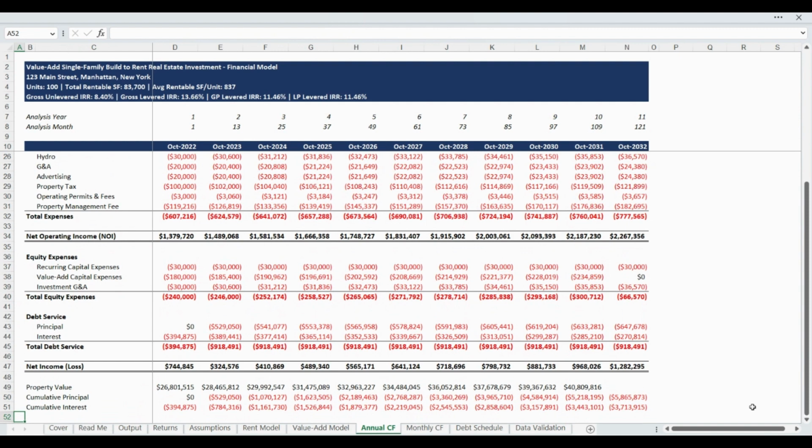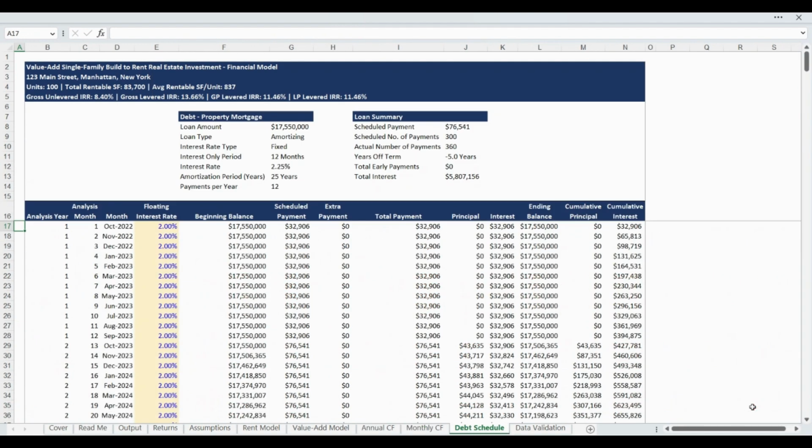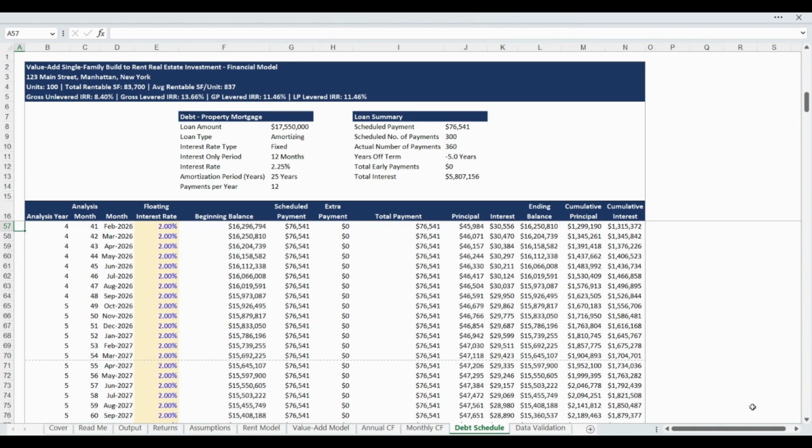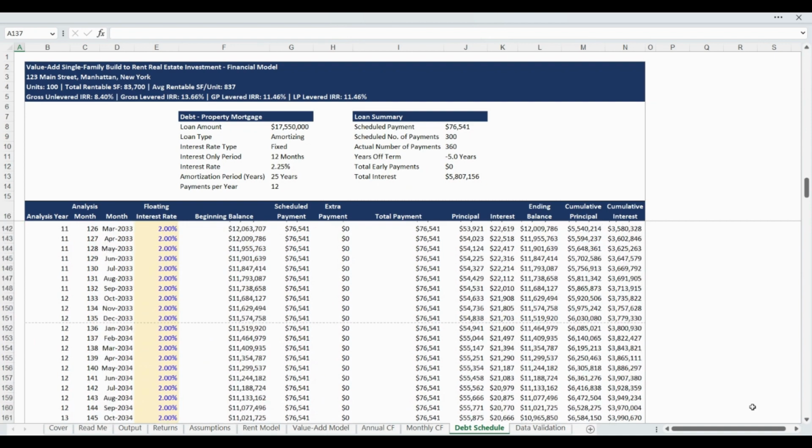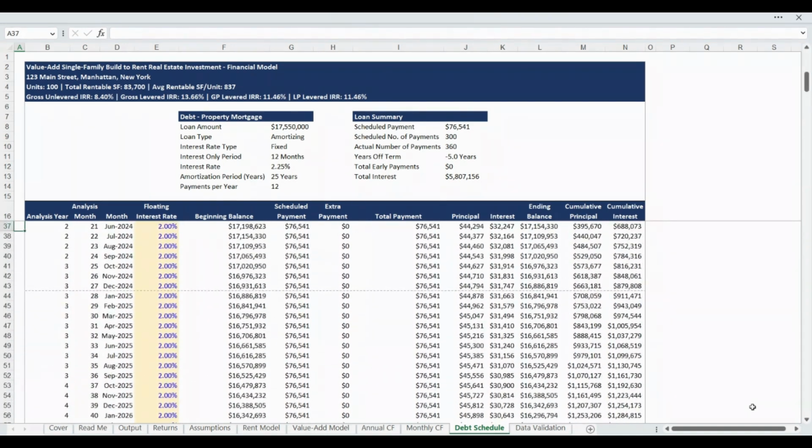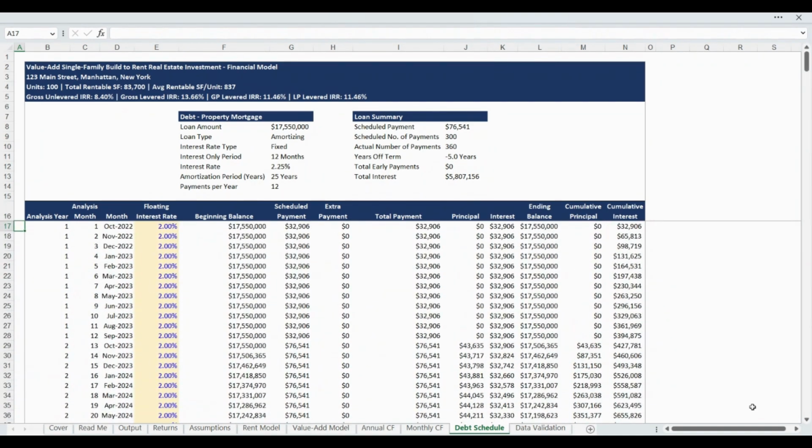The pro forma property value is calculated by dividing the 1 year ahead net operating income by the exit cap rate assumption. The Debt Schedule tab is completely dynamic and starts with a summary of the mortgage assumptions in the loan details section. The debt schedule is organized to break out each component, such as principal, interest, and prepayments, so a user can see all components of their total payment.